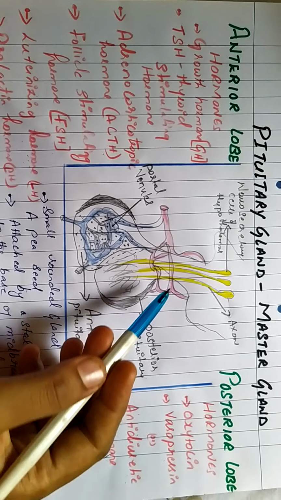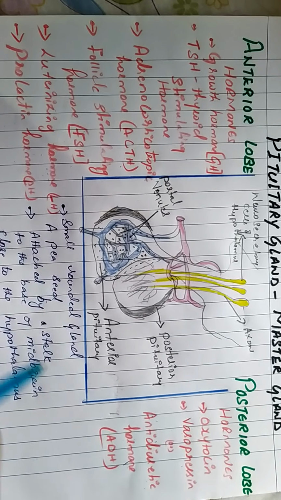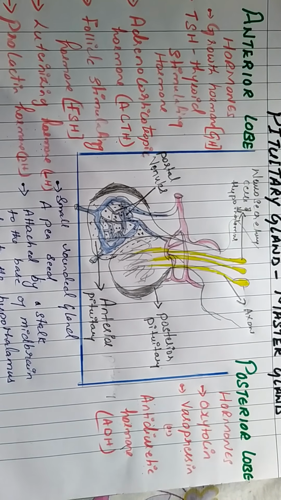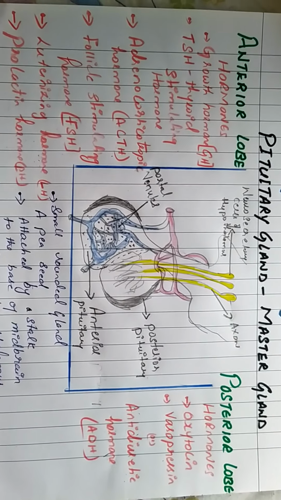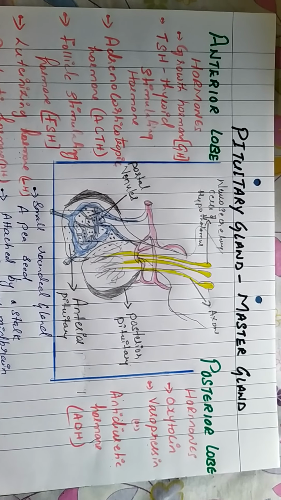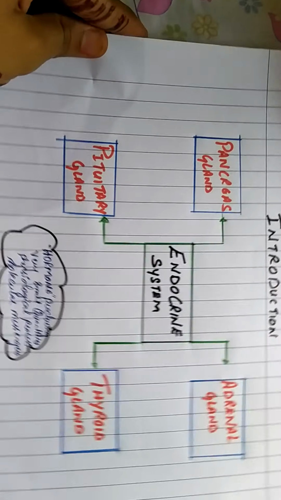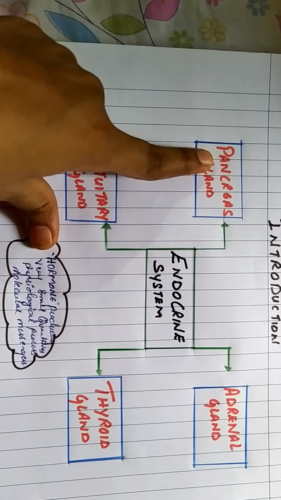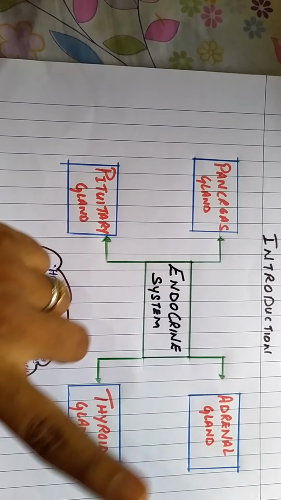I hope you have got this structure and the hormones. So these are the four glands which we have studied today: the adrenal gland, thyroid gland, pancreas gland, and pituitary gland.